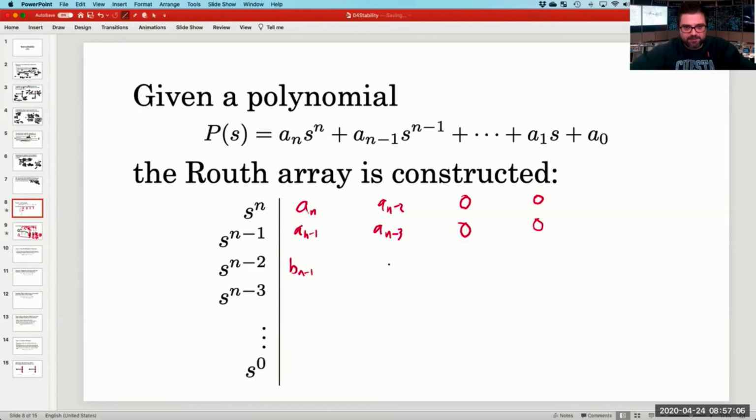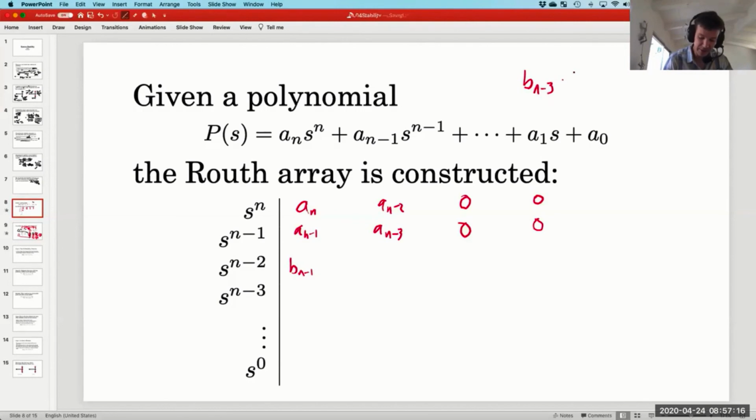Well, go ahead. Yeah, it doesn't have an a_{n-5}. It has 0 as that term. Exactly. So b_{n-3} in this case is going to be the determinant of a_{n-1} and zeros. And I hope you learned in your linear algebra class that a determinant with all zeros in one of the columns is 0.